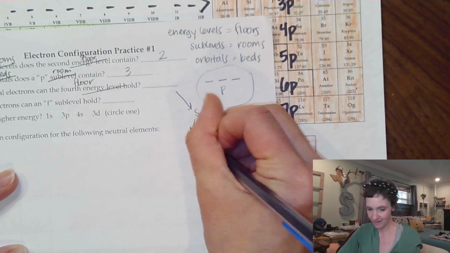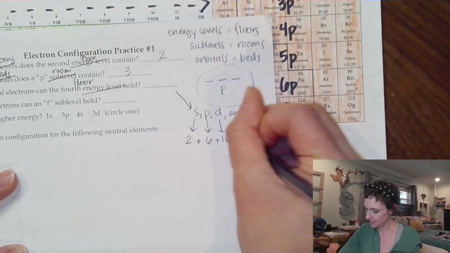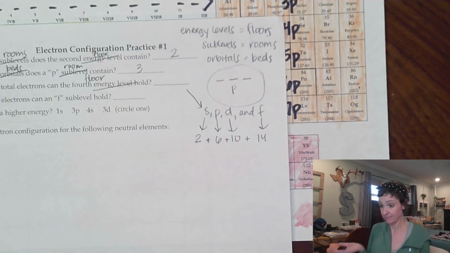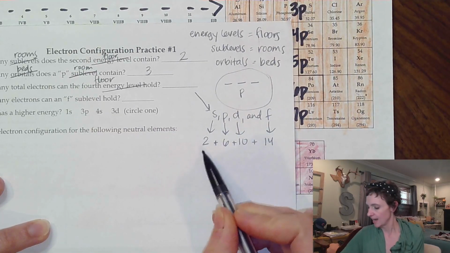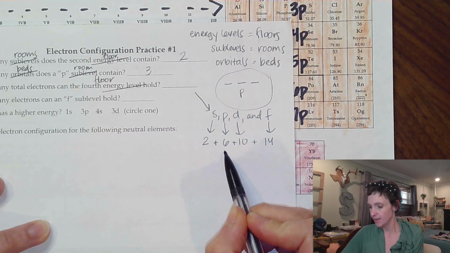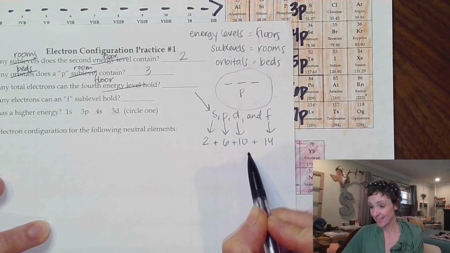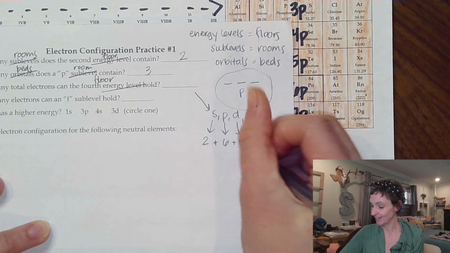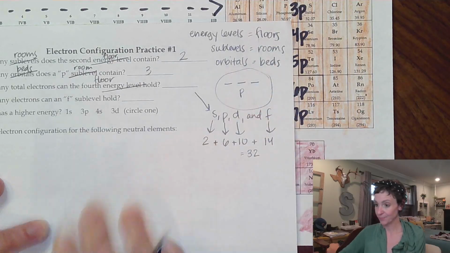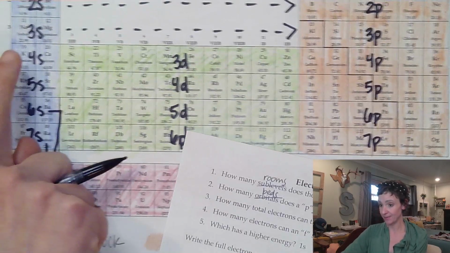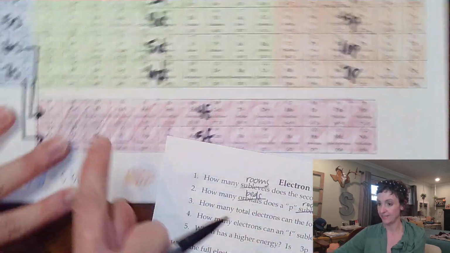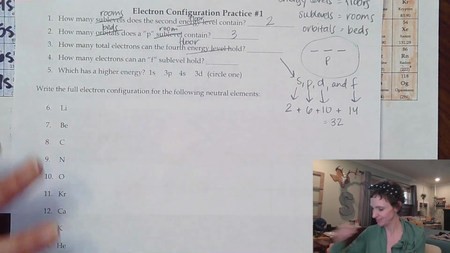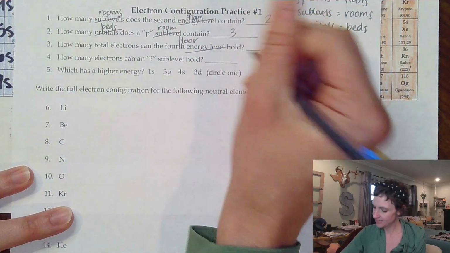So if I'm adding all of those numbers up together, and do not worry, you will always have a calculator in my class, but let's see if I can do this mentally just for an exercise of me not aging so quickly. I have 2 plus 6, which is 8, plus 10, which is 18, and 18 plus 14 is actually 32. You could also count 32 by going from your 4S and then your 4P, counting all those, and then your 4D, and then your 4F, okay? That is an option as well. So I would say 32.